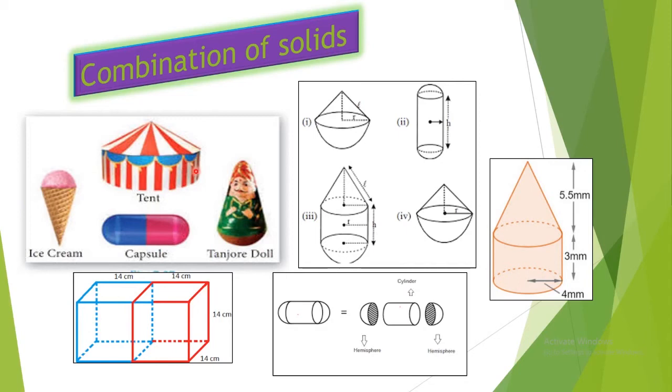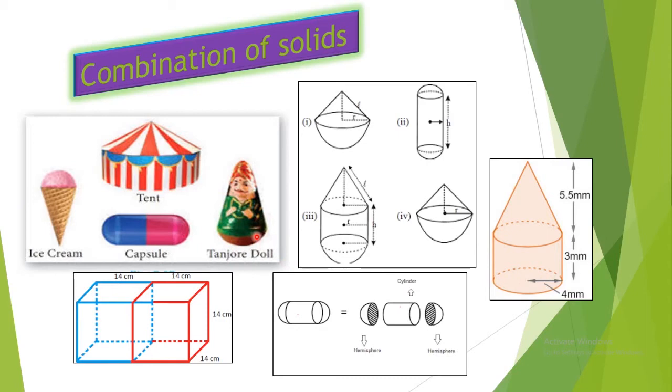And a tent. The tent is given a cylindrical portion, and above that a conical portion. So one cone and one cylinder is given. A capsule is given. Here one cylindrical portion is given, and at both the ends one hemisphere here and one hemisphere here. So a cylindrical portion with two hemispherical ends. The picture is given here. This is a capsule, one cylinder and two hemispheres. Next, Tanjore doll. Here the shape is one frustum, right? So one frustum, and at top and bottom two hemispheres.